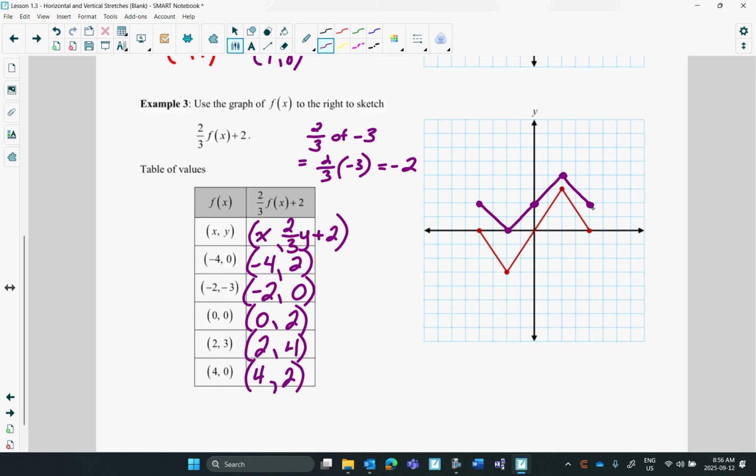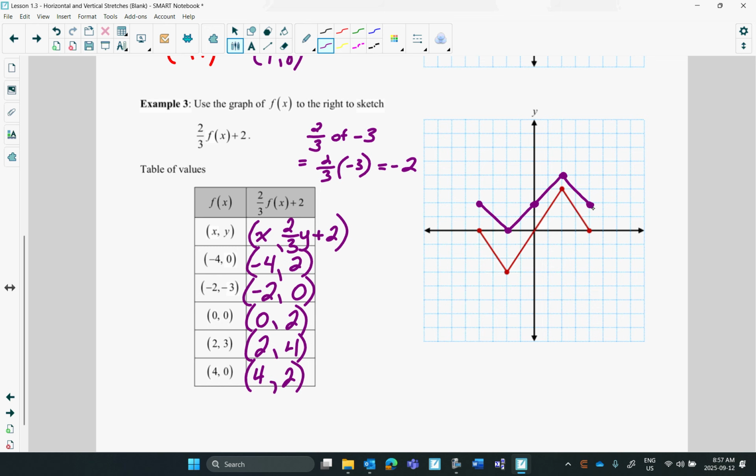Like here, the y value is 0, so 2/3 of 0 is 0, and then add 2, so I'm here. This one, take 2/3 of -3, which is -2, which means I'm here, and then move up 2. So you see they all work. Okay? When in doubt, use mapping notation. It's much more accurate, trust me.